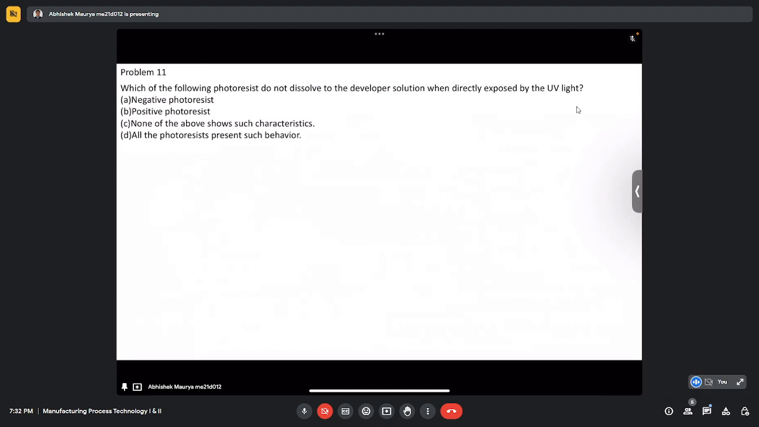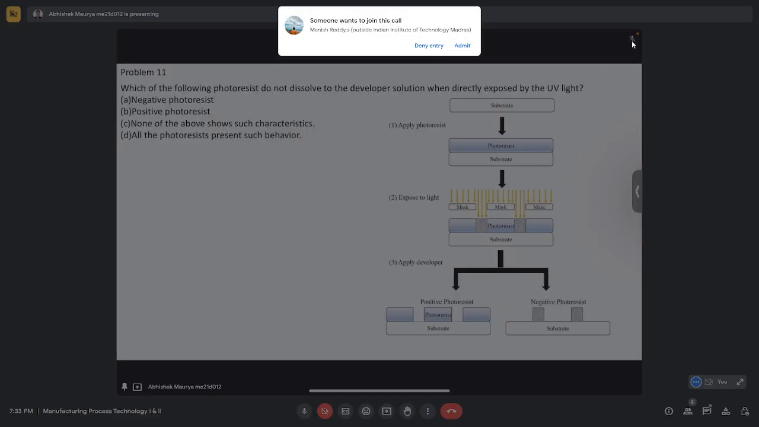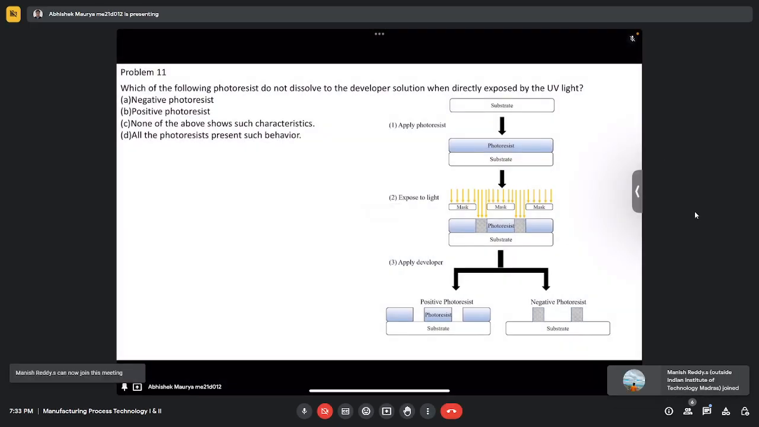Others, can you please quickly give your answer, then I will tell you the correct answer. Okay, so let me show you this diagram now. Now, can you please try to attempt? After seeing this diagram, can you please try to give your response?